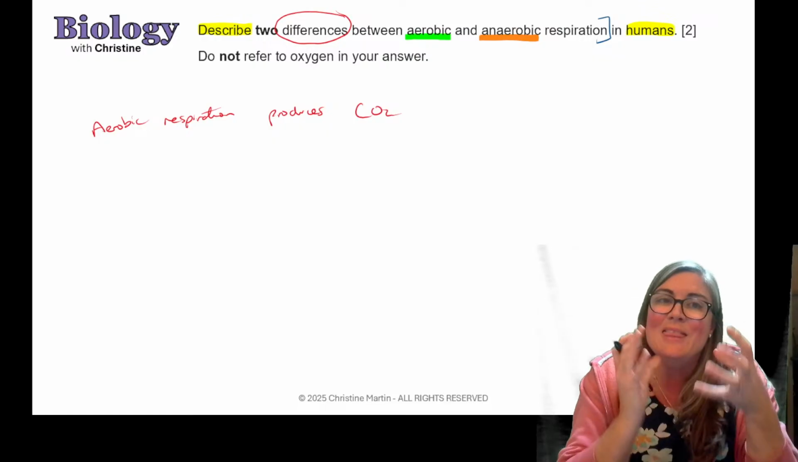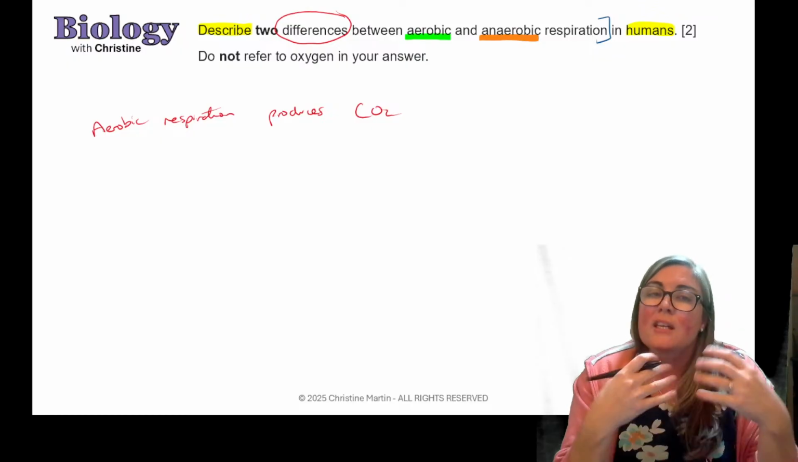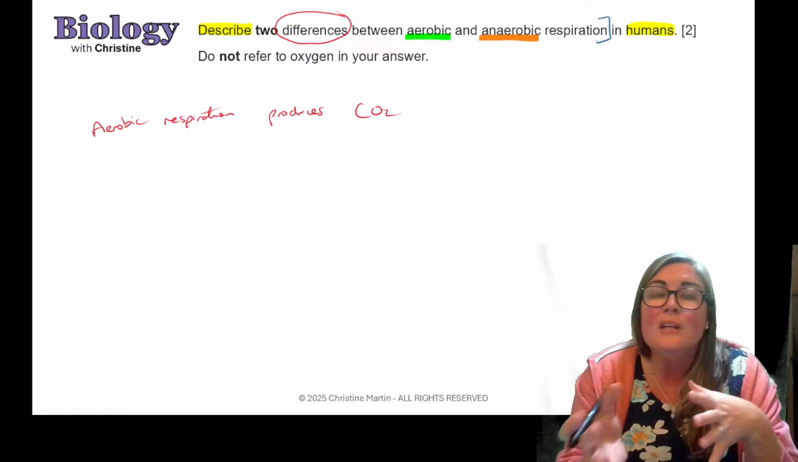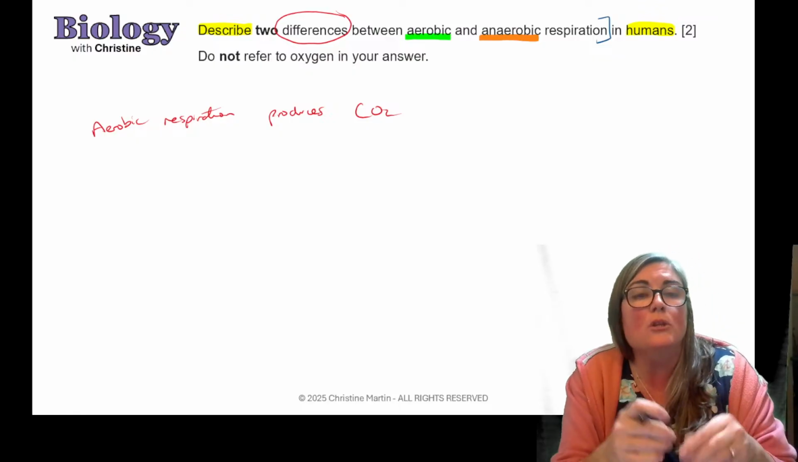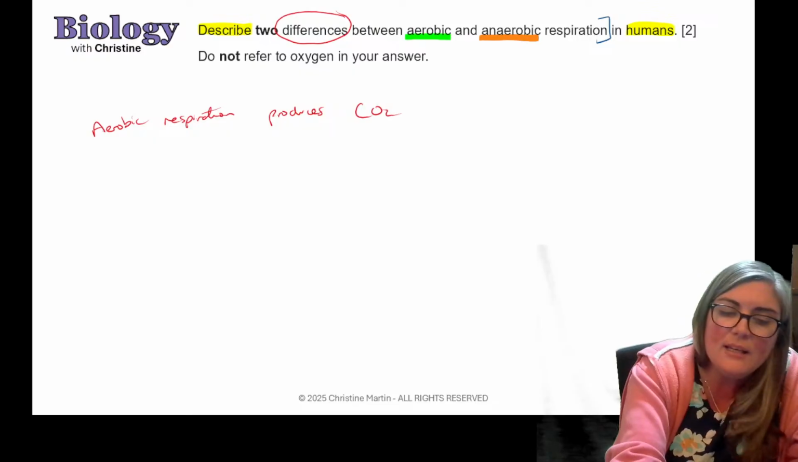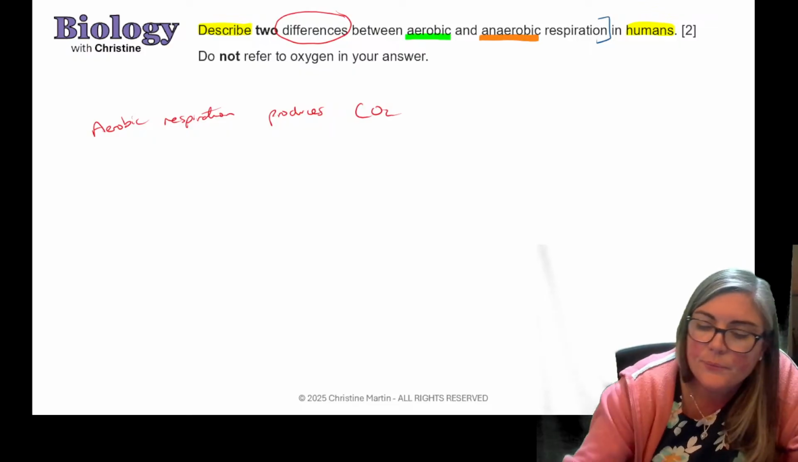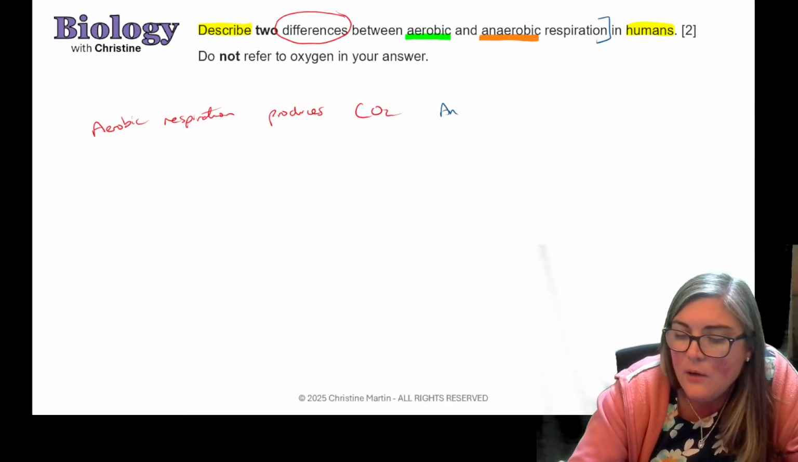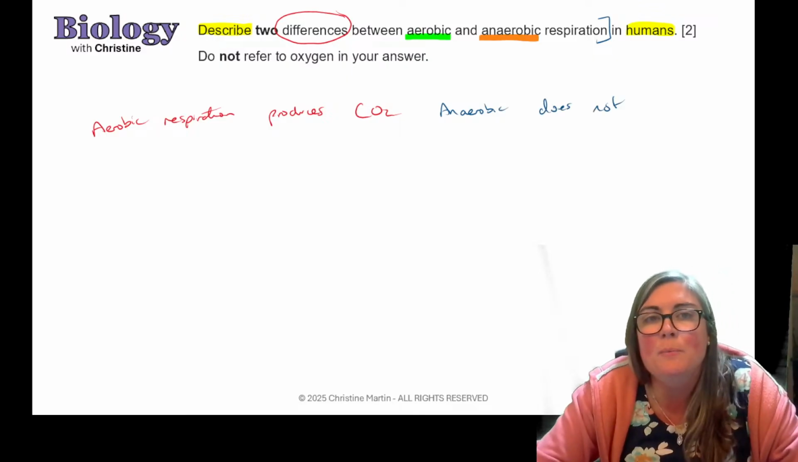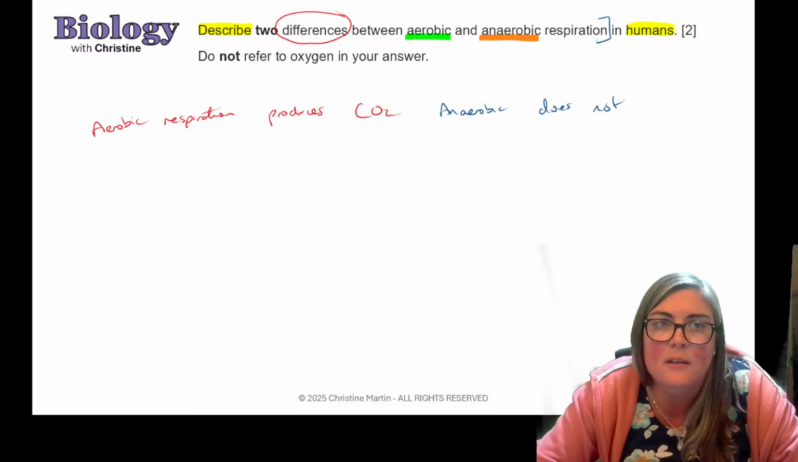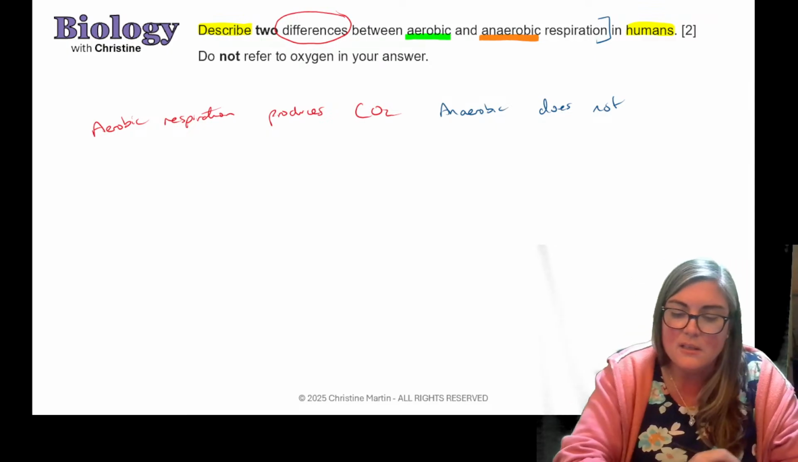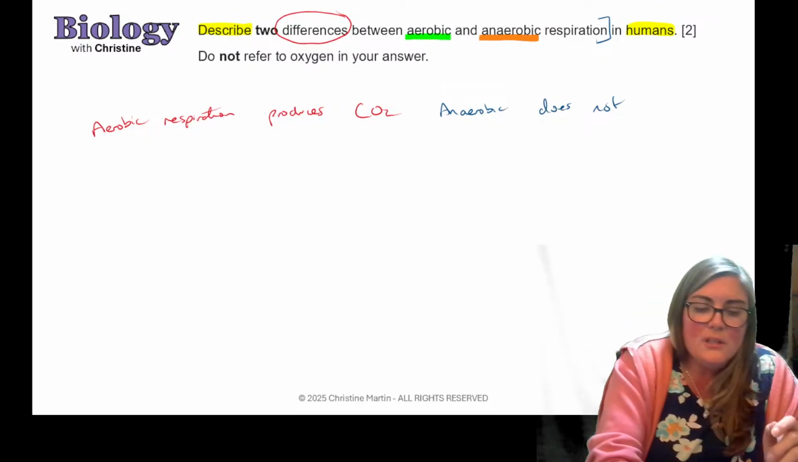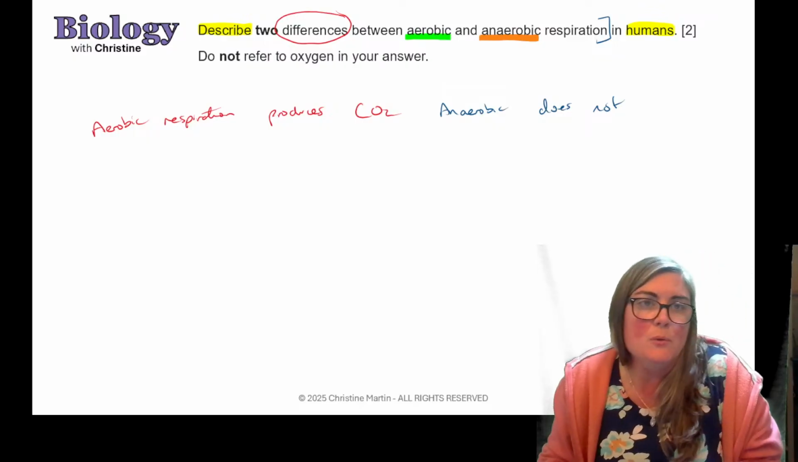No. Again, this is what students do. They start writing an answer, but they only ever give half the answer. Aerobic respiration produces carbon dioxide. However, anaerobic does not. Be explicit with your answer. This one does this, whereas that one does that. So what else can we say? What's another difference between the two?